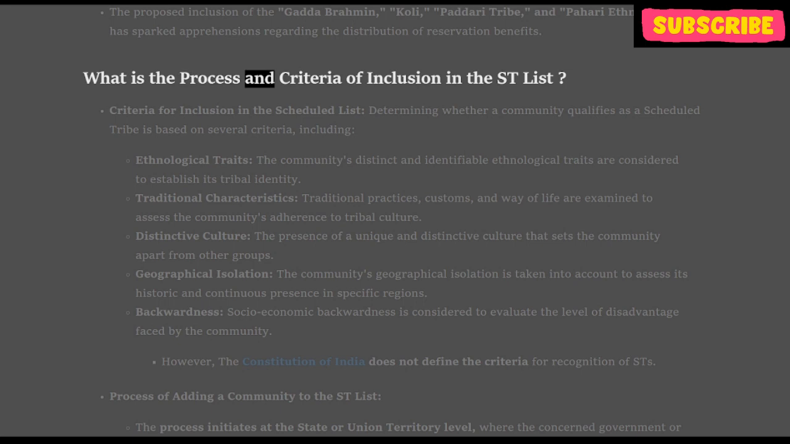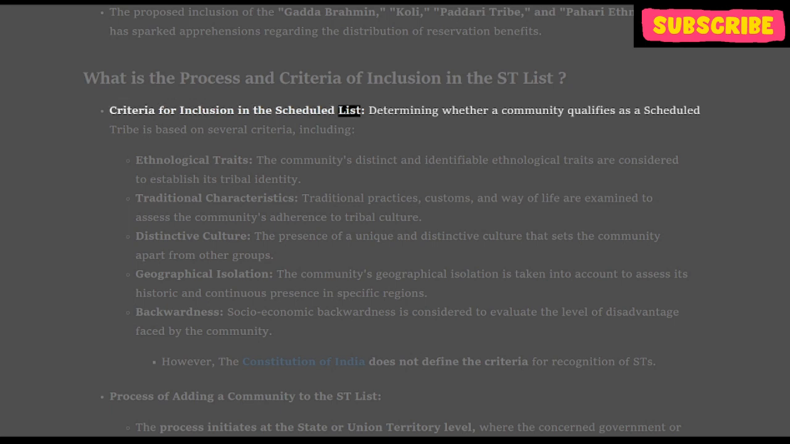What is the process and criteria of inclusion in the ST list? Criteria for inclusion in the scheduled list, determining whether a community qualifies as a Scheduled Tribe, is based on several criteria, including ethnological traits. The community's distinct and identifiable ethnological traits are considered to establish its tribal identity. Traditional characteristics, traditional practices, customs, and way of life are examined to assess the community's adherence to tribal culture.